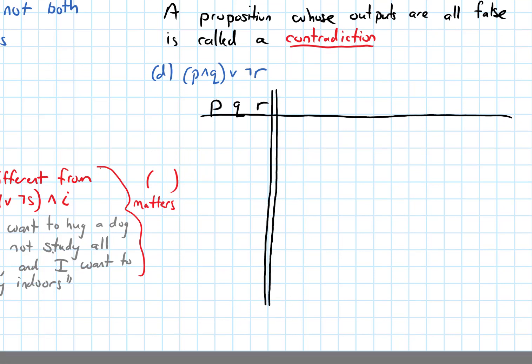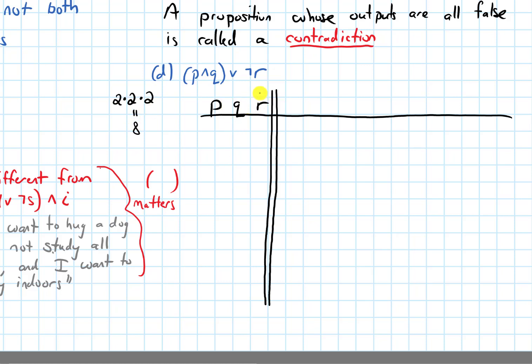I'm going to get this one started and then give you a chance to fill out the rest of the table. Because there's three of these, there's two choices for P's truth values, times two choices for Q's truth values, times two choices for R's truth values. All of those could be either true or false. And when we multiply this, we get 8. So I know there's going to be 8 total rows.